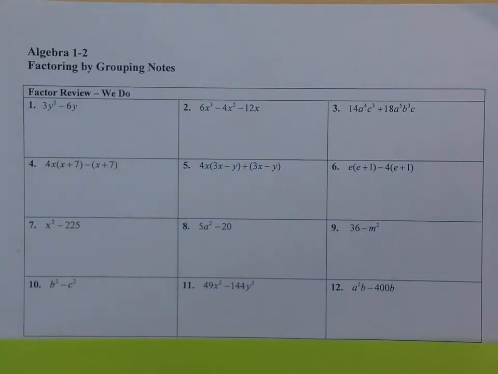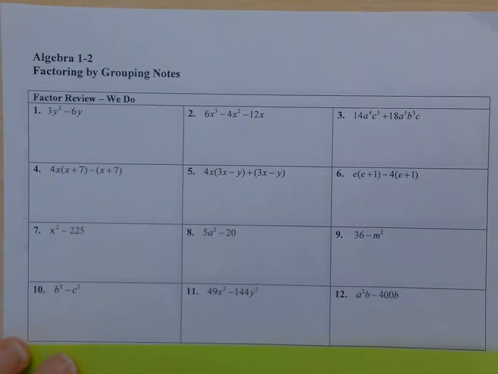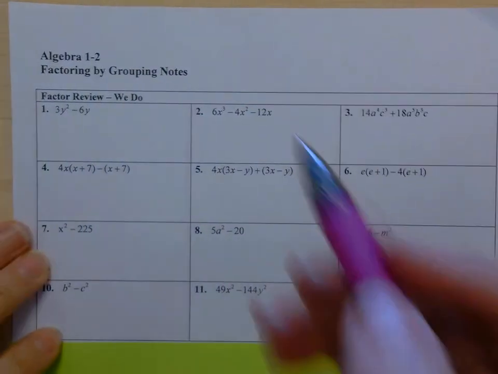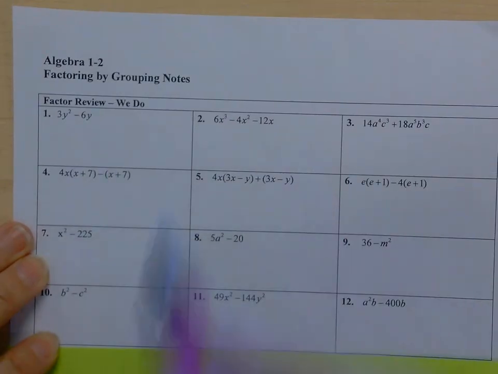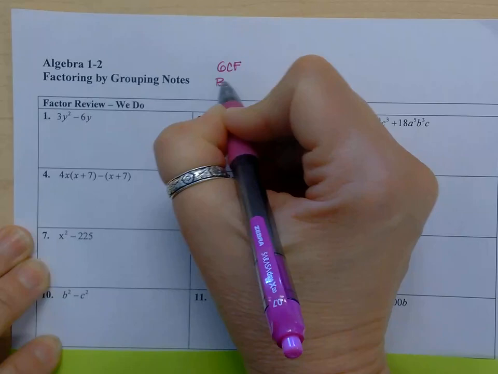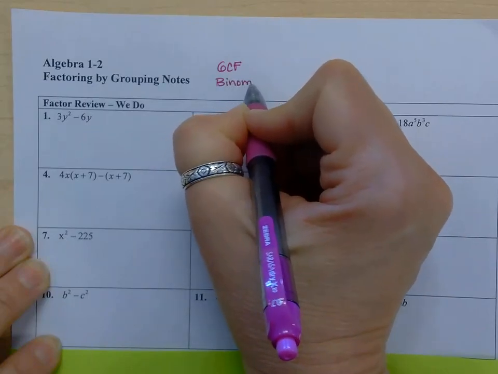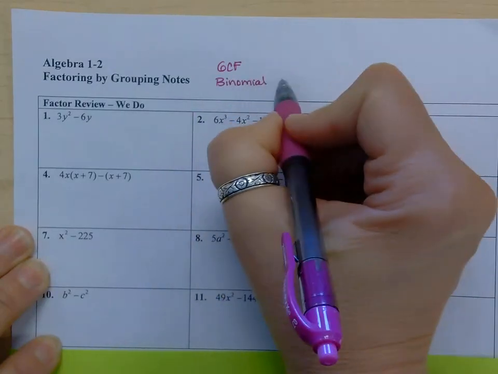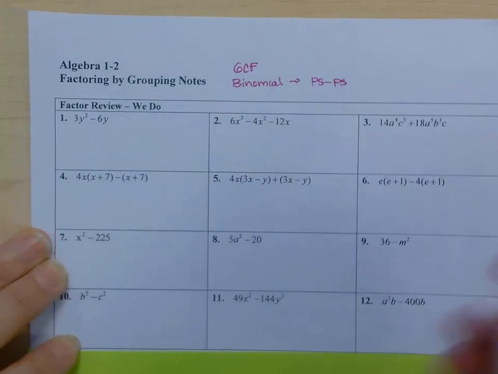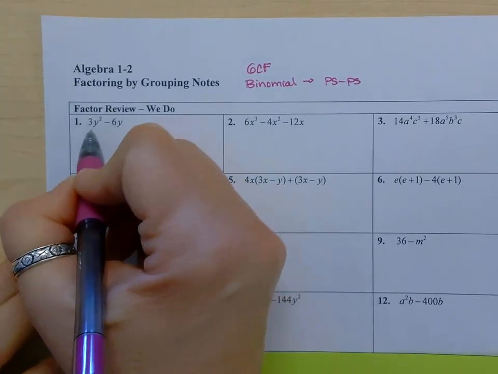Today's notes are about factoring by grouping, but first we're going to review the things we already know. So the things you know are to look for a GCF, and if you have a binomial, which means two terms, you should look for a perfect square minus a perfect square. So we're first going to look for a GCF.